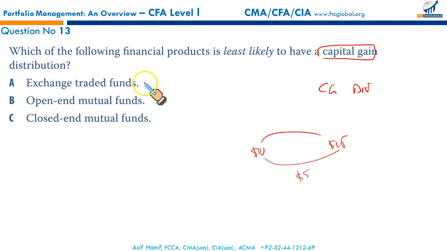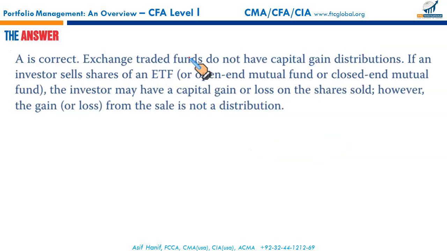So exchange traded funds, they can result in capital gain. When you buy and sell an exchange traded fund and you generate a return like this, this is the capital gain. But exchange traded funds do not distribute the capital gains among the investors. There is no capital gain distribution in exchange traded funds. So that makes A the correct option.